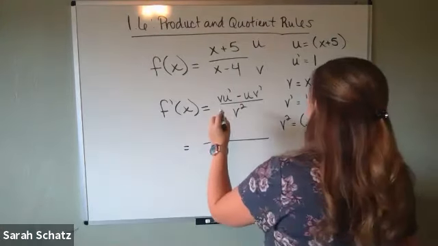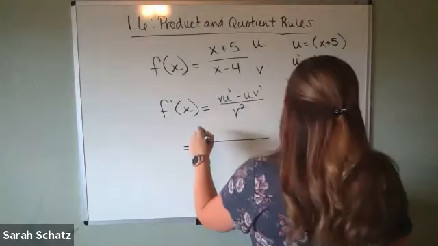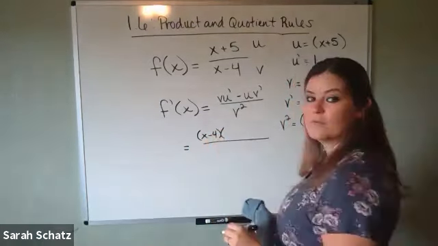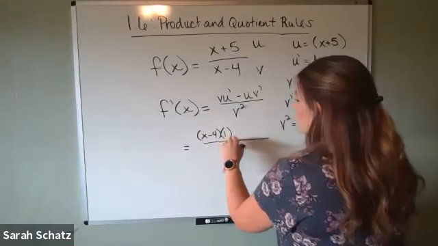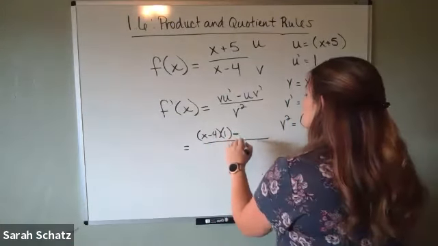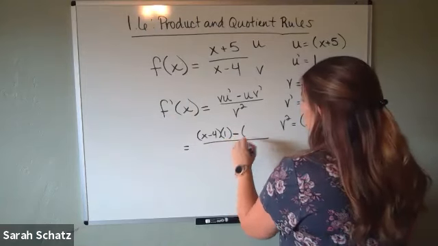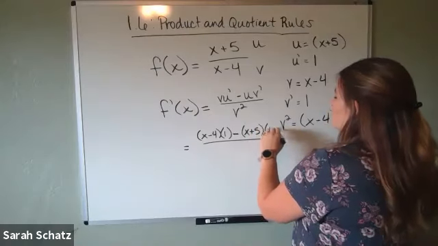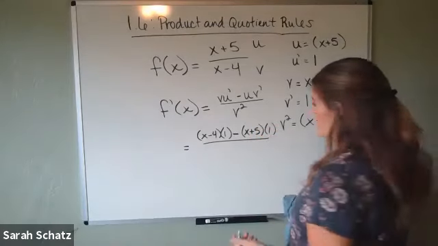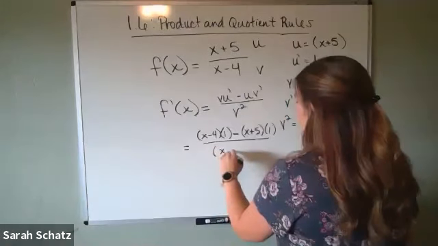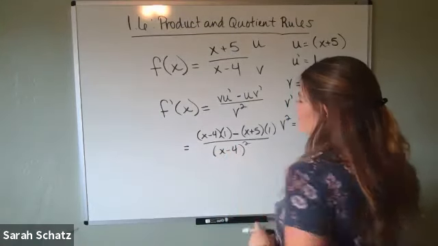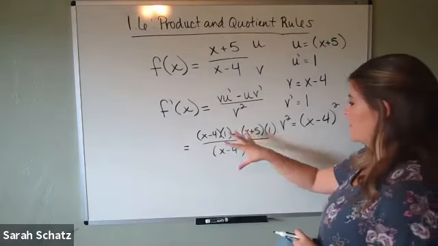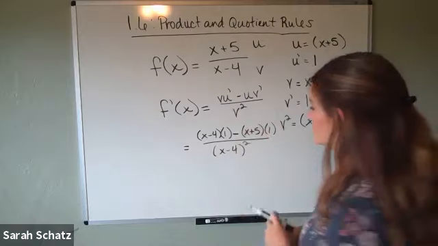Okay, so on top, start with original v. So you have x minus 4 times du, which luckily for us, it's just 1, minus, don't forget that's a minus, original u, which is x plus 5, times dv, which is just 1 also. And then on the bottom, you have x minus 4 squared. So that's not too bad, right? We just have to simplify a little bit.